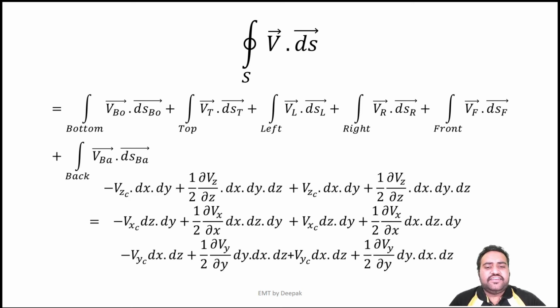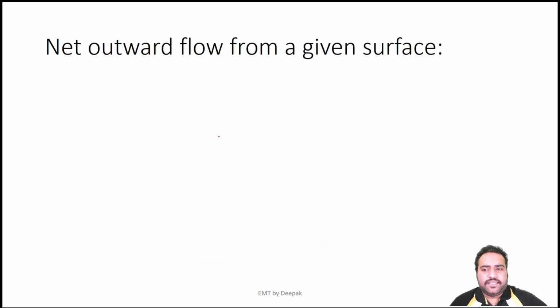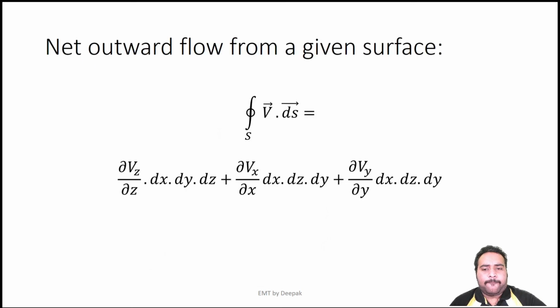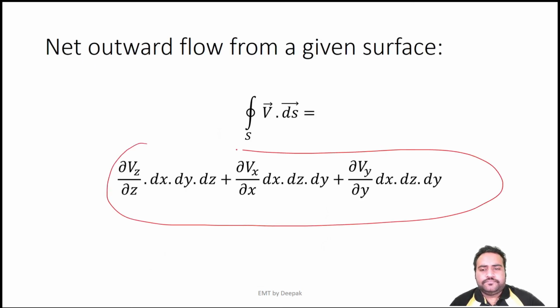These are the 6 different surface elements and they are being added. If I look into this, I can say that these two cancel each other, these two cancel each other, these two. So the answer would be this: the net outward flow from a given closed surface.